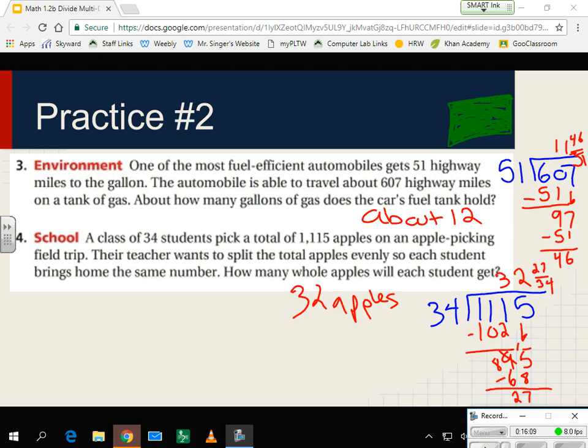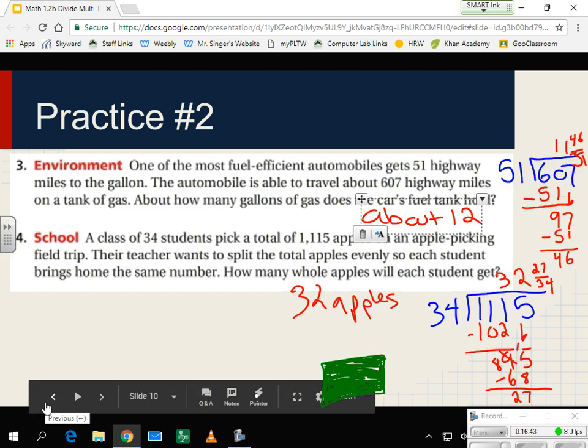So here's what I got. So for the first one, I had to see how many times 51 goes into 607. So I covered up. That doesn't work. 60 works, so that's how I got 1. I was left with 9. I had to bring down the 7. And now I had to figure out how many times 51 goes into 97, which is only once. So I was left with 11 and 46 as a remainder over 51. Realize that's pretty close to 12, so I just said about 12.